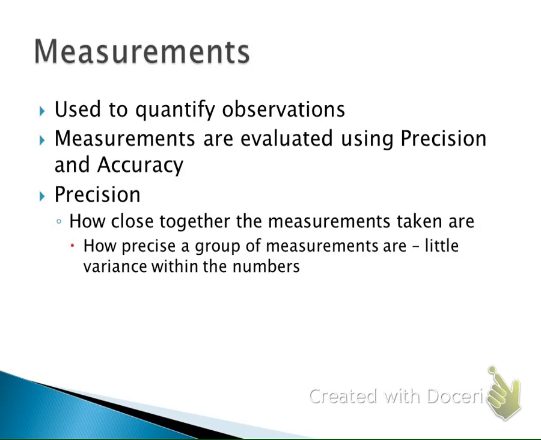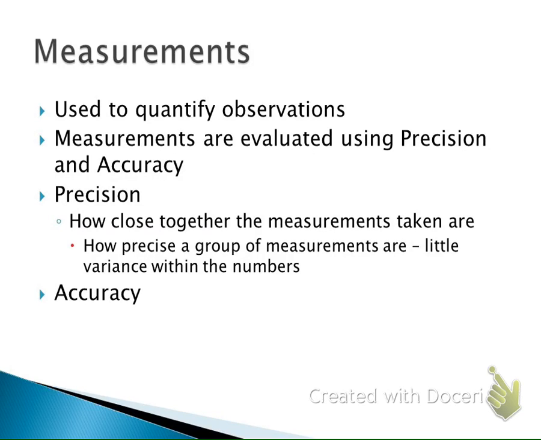Okay, so when we're looking at how precise a group of measurements are, we want to look for very little variance. Okay, we want to see numbers that look similar. We don't want to see big jumps in our numbers or big gaps. We want to see things that are very alike, okay, or very close together. Little variance as possible.